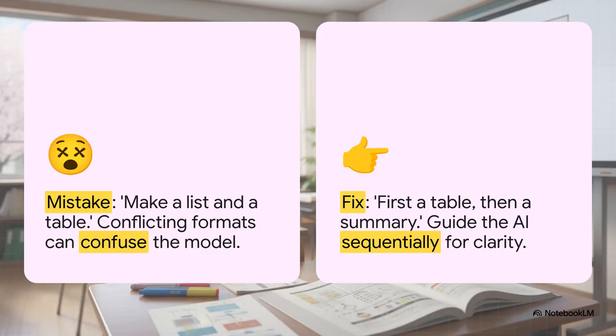Another classic mistake is asking for too many different things at once, like make a list and a table and a summary all jumbled together. That can really confuse the AI. The fix? Just give it sequential instructions. Tell it, first create the table, then write a short summary below it. It's as simple as that.